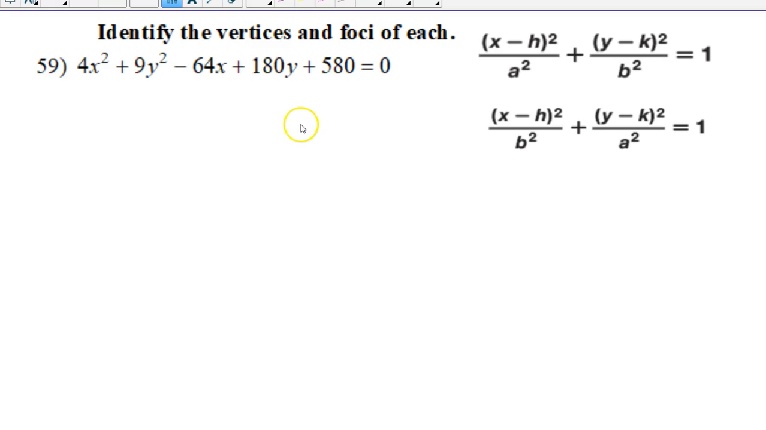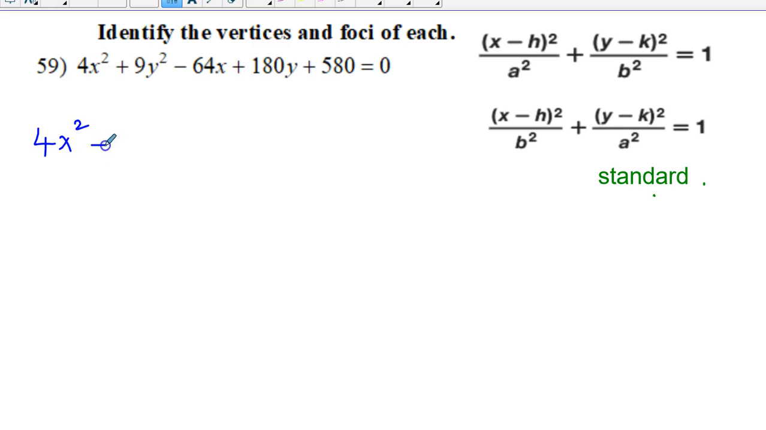So the main thing here is I have to rewrite this, from the general form, change it into the standard form. That is the standard form here. Alright. Okay, let's go.